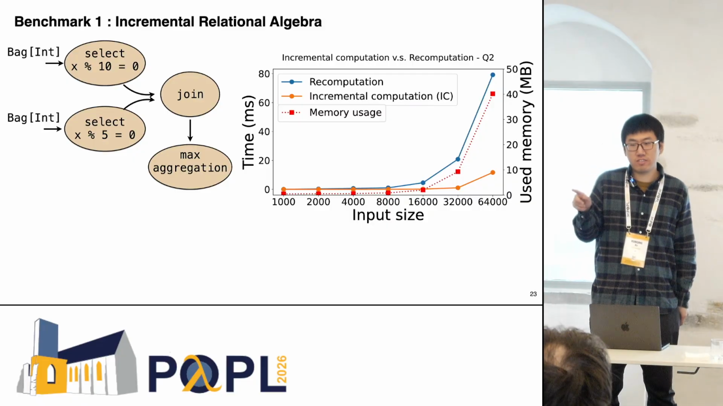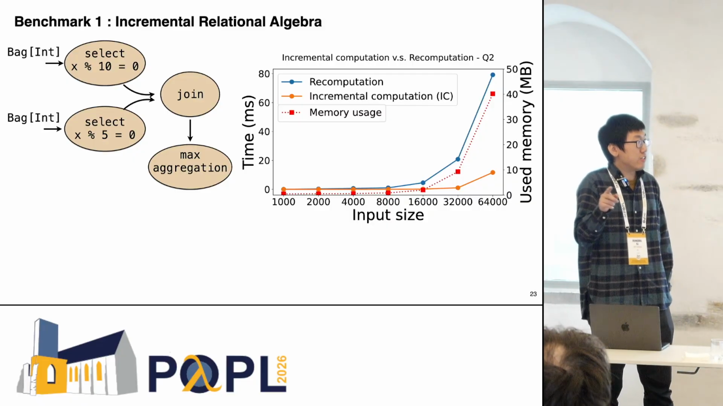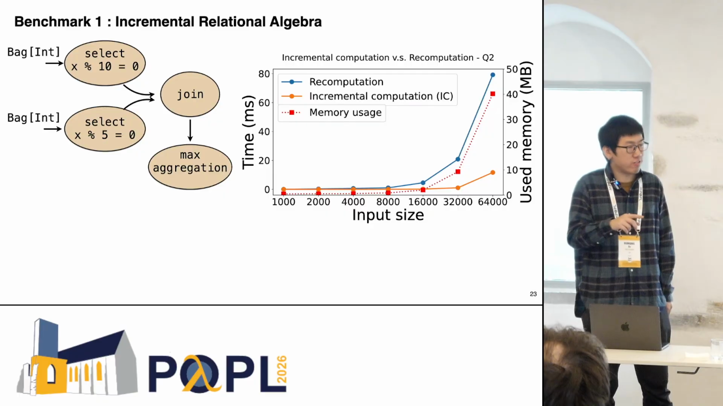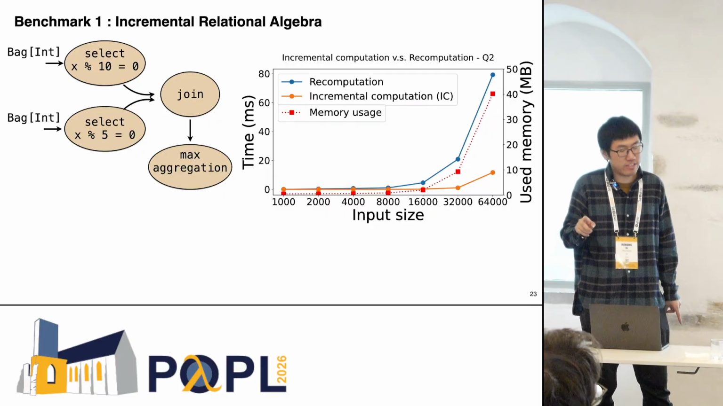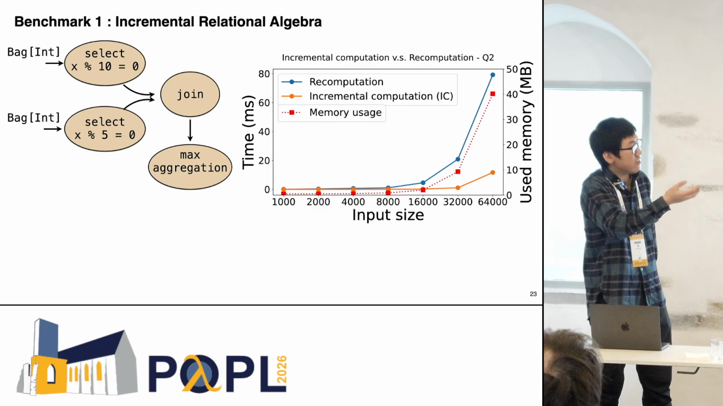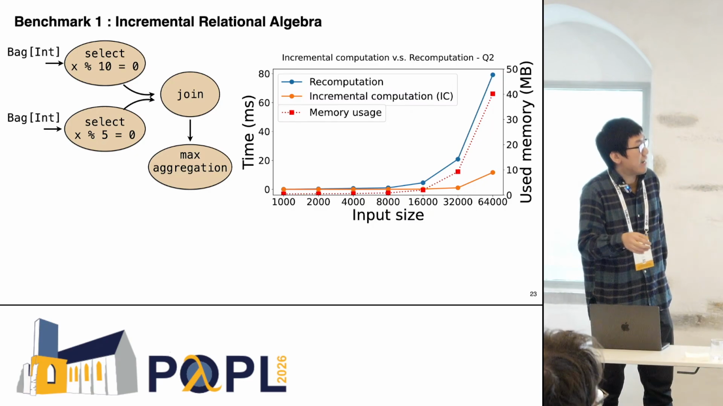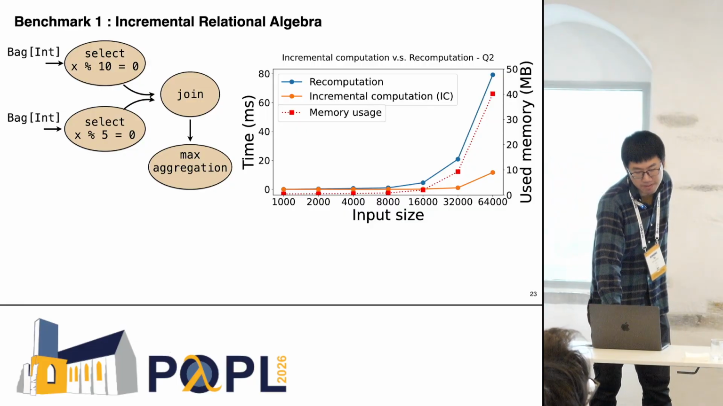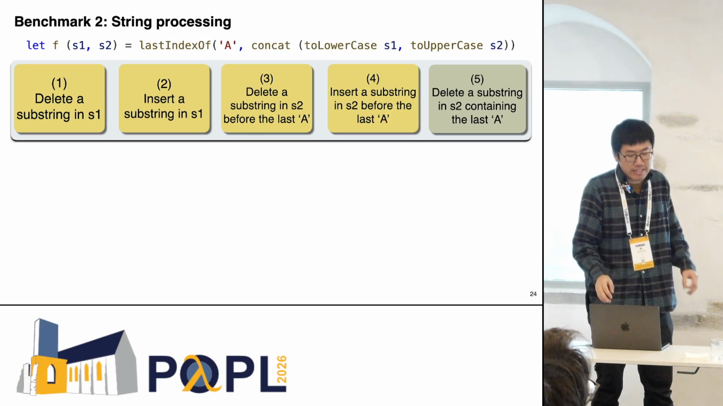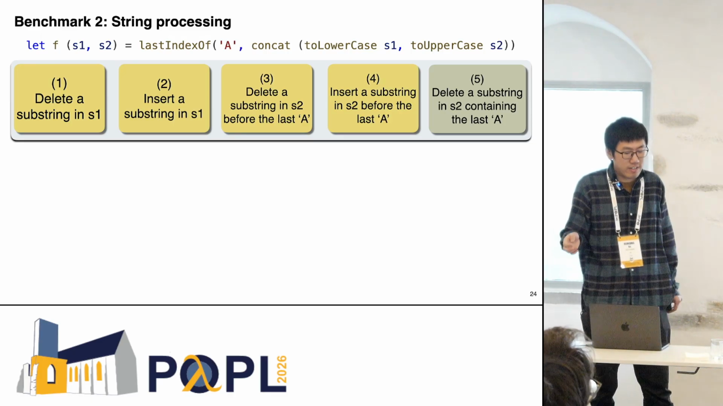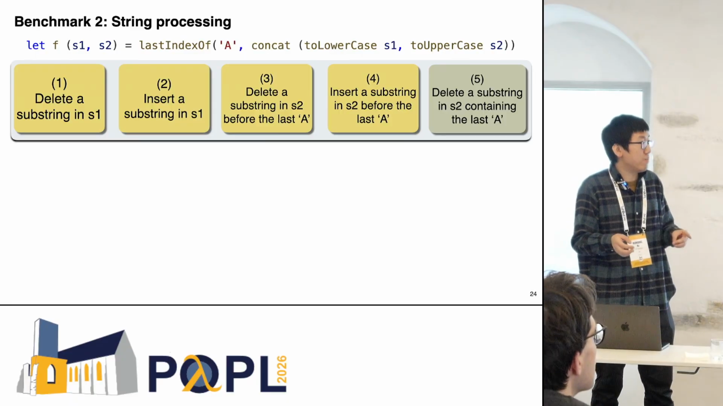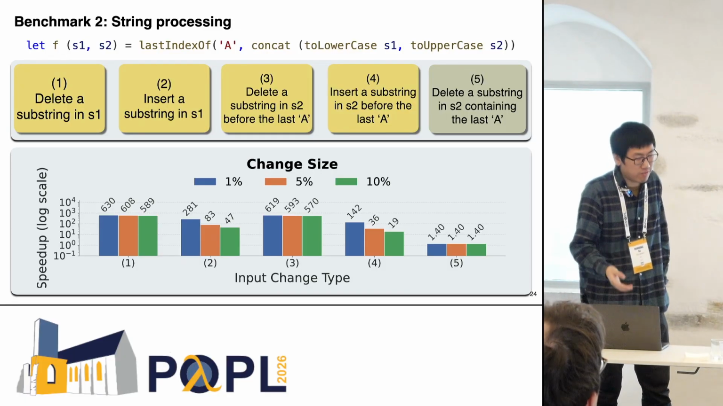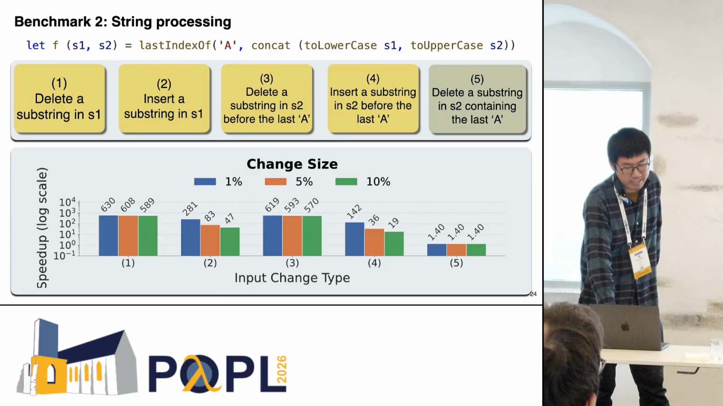This is the benchmark result, and the y-axis is the execution time, and the x-axis is the input size. The blue line is the recomputation execution time, and the orange line is for the incremental computation. So lower is better, and we can observe that the differential operators can bring asymptotic speed up. Another benchmark is about stream processing, which consists of operators like to-lowercase and to-uppercase, and we also can observe a significant speed up here.